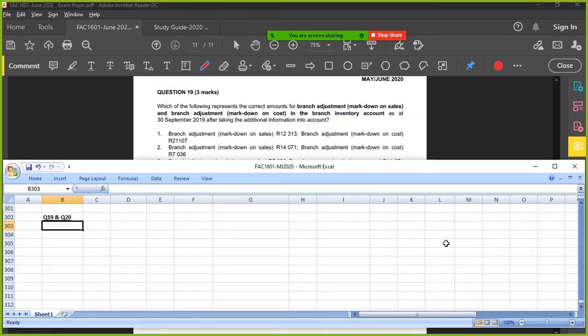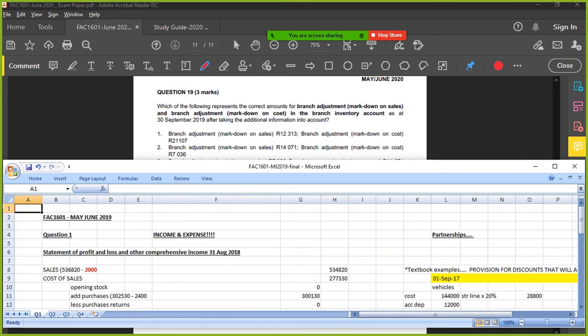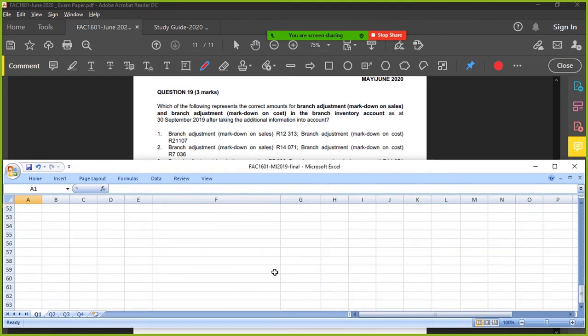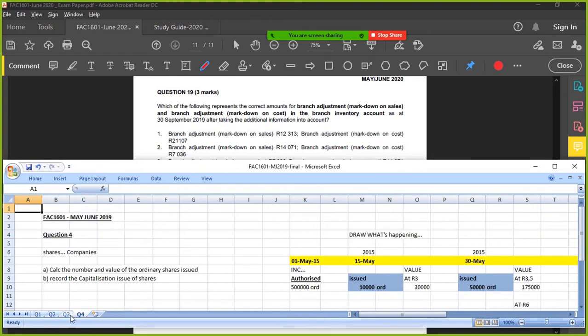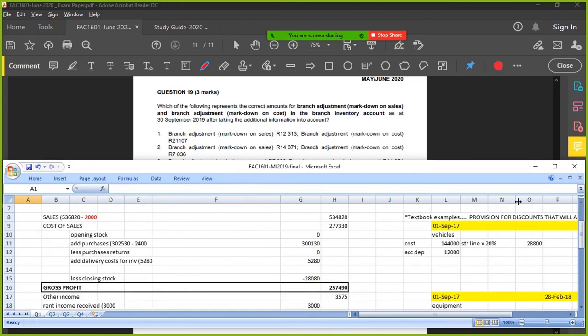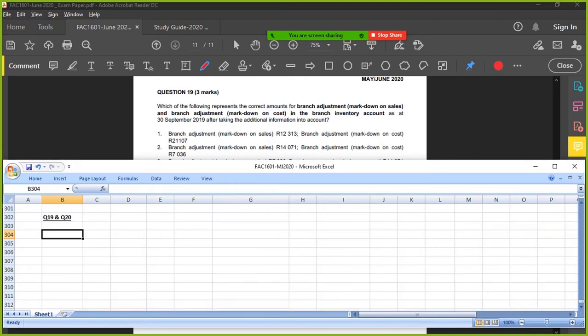So branch inventory. Let's draw up our T account. Can I copy that one that we did last time? Yes. And then we can just update it. At least we've got the format as well. That was May, June 2019. I don't think that one was complete. You had some homework there to do. Those ones we'll have to do next time. You'll have more time to do more of those past papers, and then we can just check them.